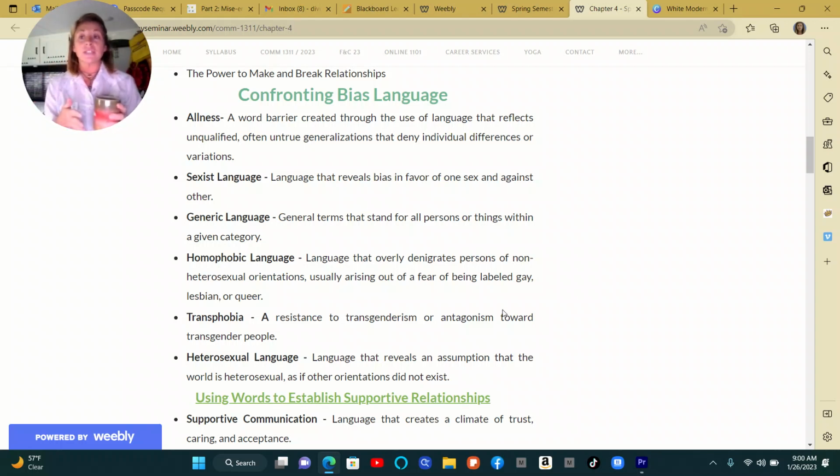Confronting biased language is probably one of the hardest things you'll face as a professional adult. It's something that we have to learn because there are things that we've grown up with, or things within our culture that are normal, and in a lot of cases it's not.